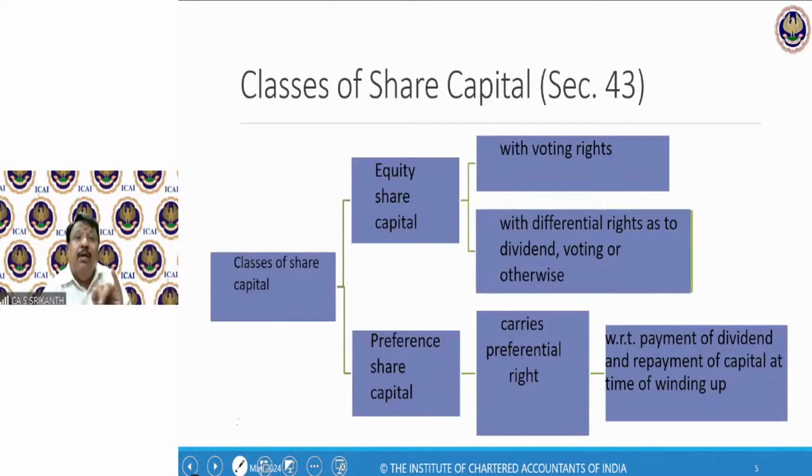So, polling is when one share carries one vote. This is a normal full voting right. Now, in a differential voting right, what happens? One share may not carry one vote. For example, 5 shares together may carry one vote. But obviously, because I am foregoing my voting right, I will get a higher dividend.